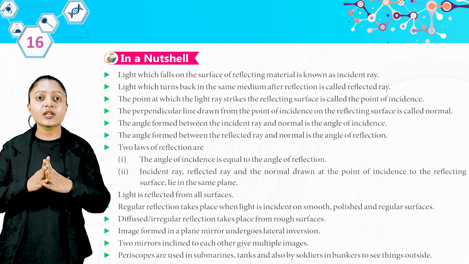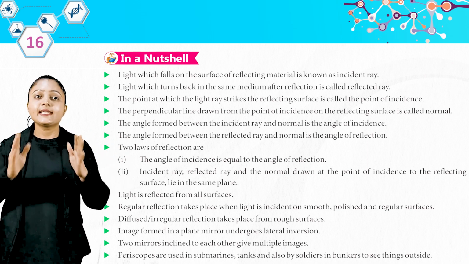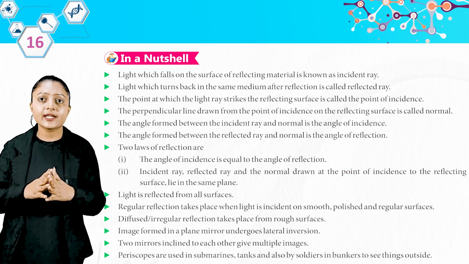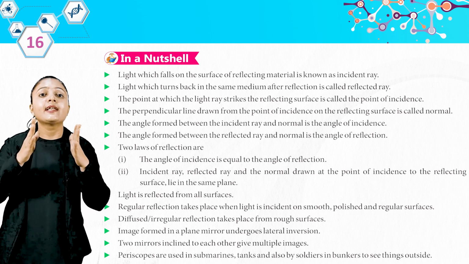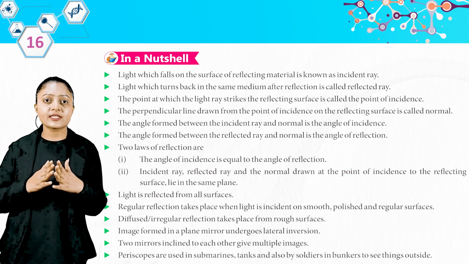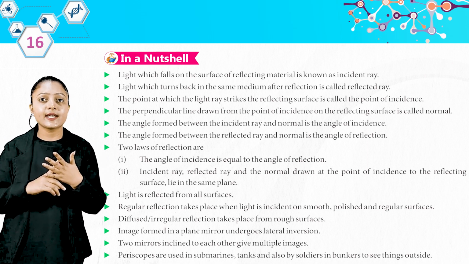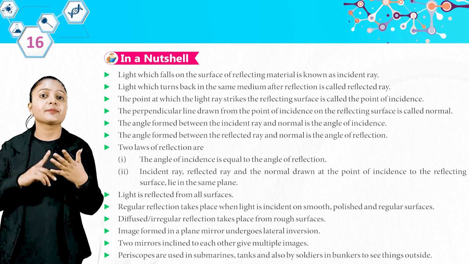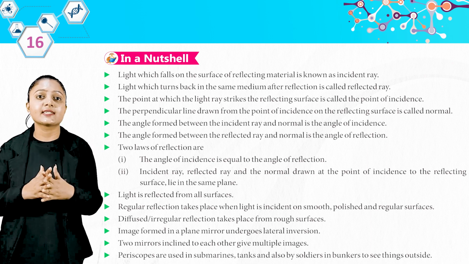Two laws of reflection are: the angle of incidence is equal to the angle of reflection; and the incident ray, reflected ray and the normal drawn at a point of incidence to the reflecting surface lie in the same plane. Light is reflected from all surfaces. Regular reflection takes place when light is incident on smooth, polished and regular surfaces. Diffused irregular reflection takes place from rough surfaces.